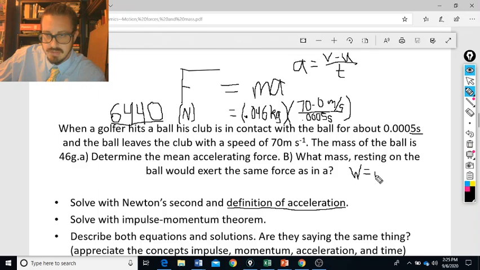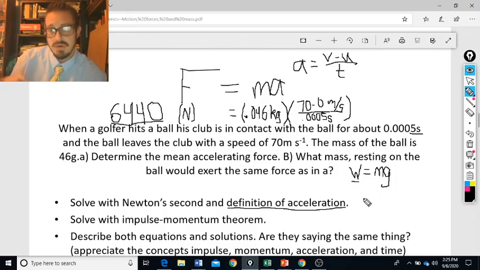Now, weight is equal to the mass of the object times local g, the strength of Earth's gravity field. And it really is just a restatement of Newton's second law, F equals ma. The force is just weight, mass is mass, and the acceleration is the acceleration due to gravity. Another way to think about that is how many newtons of force per kilogram of mass acting on the object in the gravity field. So if we multiply, we're solving for the mass here, so saying what mass resting on the ball would exert the same force. And so let's make mass the subject of this equation down here.